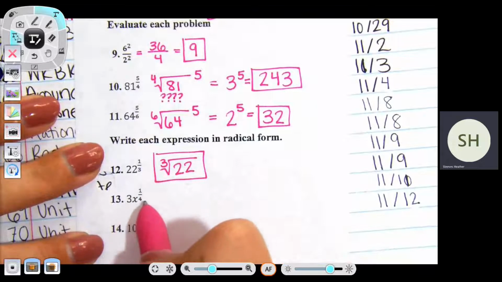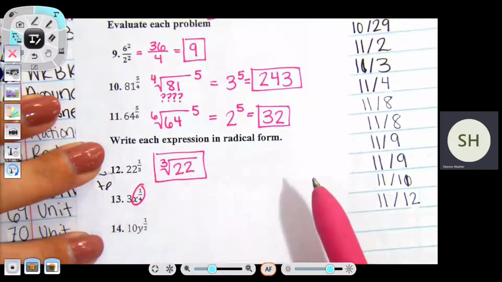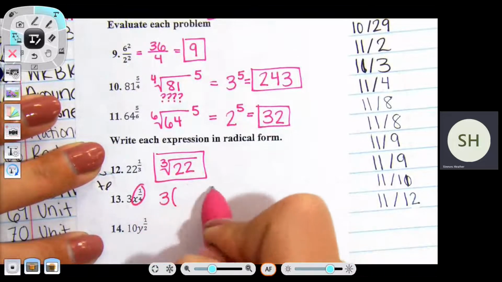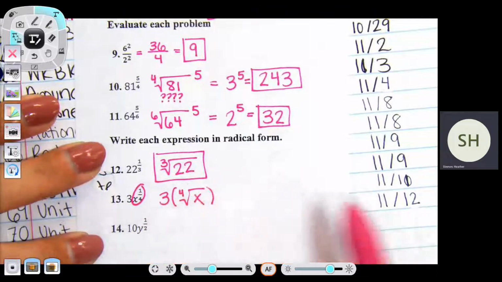This is 3x to the power of 1/4, but only the x is being raised to that power of 1/4, not the 3. It's not in parentheses. So 3 is being multiplied by the 4th root of x.